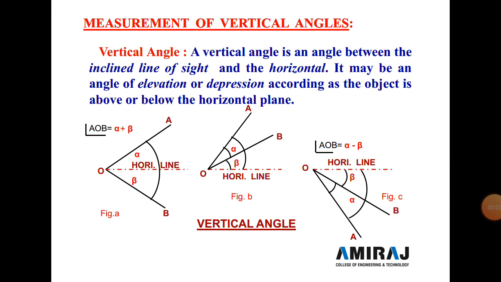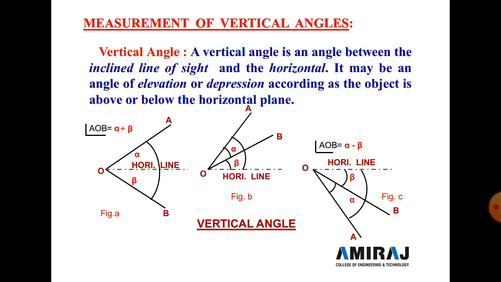Hello students, today we start a new topic, measurement of vertical angles, of chapter number 2, theodolite traversing, of subject surveying. So here, vertical angles. A vertical angle is an angle between the inclined line of sight and a horizontal, and it may be an angle of elevation or depression according to the object being above or below the horizontal plane.